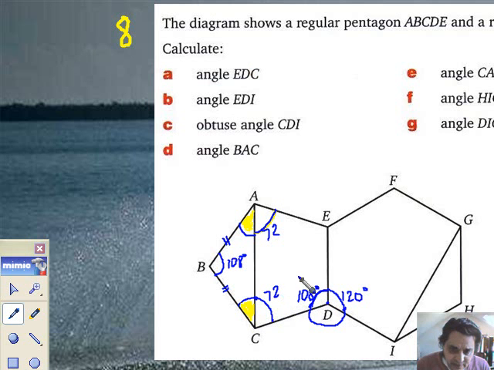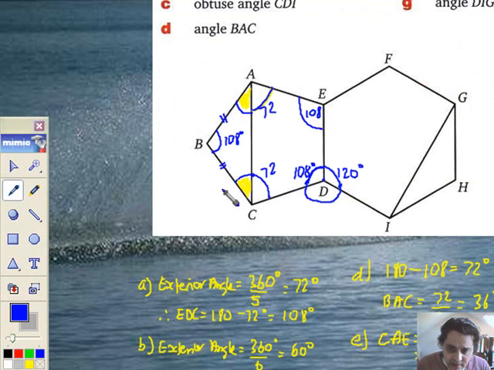That's going to be 72 as well. I bet I'm going to need to use this one. Anyway, I'll put 108 in there and just see how it goes. Right, what have I got here? Calculate angle HIG. Right, they want this one right there.